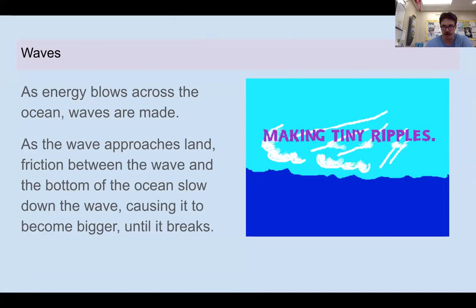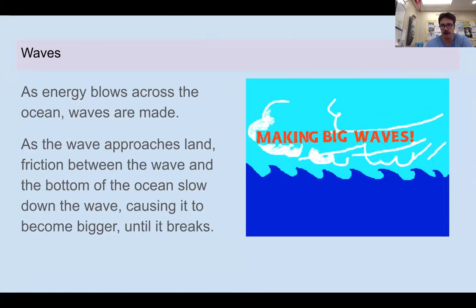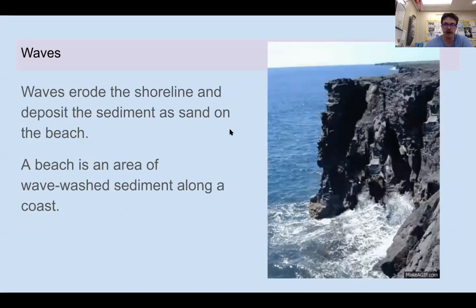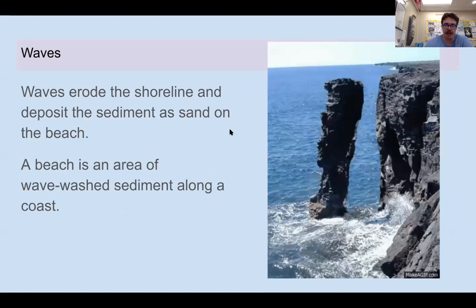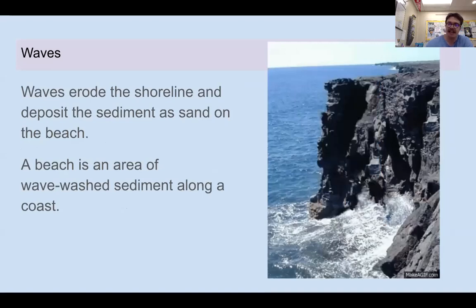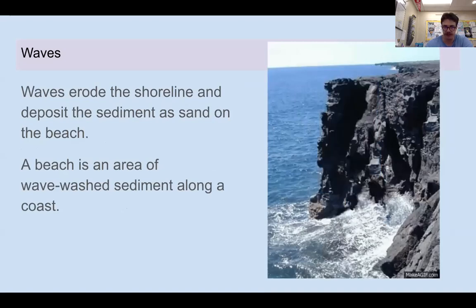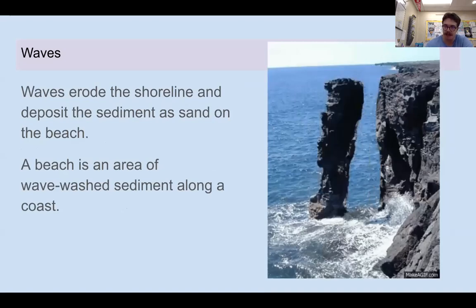Wind blows across the surface, makes tiny ripples. The bigger the wind, the bigger the wave will be. Waves erode the shoreline and deposit the sediment as sand on the beach. And then the definition of a beach is pretty simple. It's just an area of wave-washed sediment along a coast.